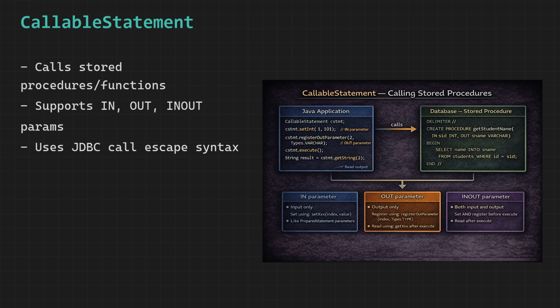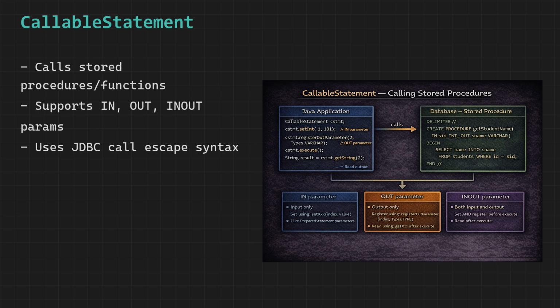The SQL syntax for calling a stored procedure uses a special escape notation: curly brace, the word call, the procedure name, the parameter question marks, and a closing curly brace. This notation is database independent. JDBC translates it to whatever the specific database requires. You must always call register out parameter for out and in-out parameters before executing the statement. You pass the parameter index and the SQL type from java.sql.Types: Types.VARCHAR, Types.INTEGER, Types.DECIMAL.